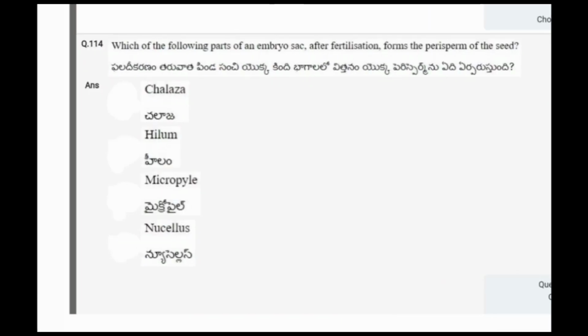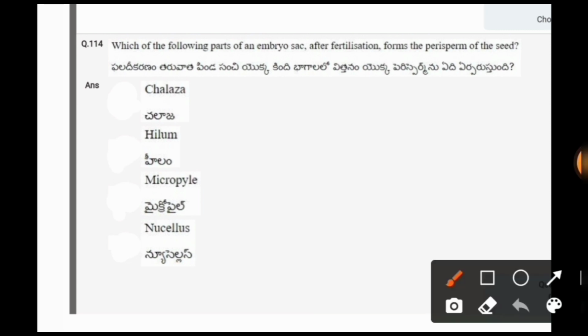Next question. Which of the following parts of an embryo sac after fertilization forms the perisperm of the seed? The options are chalaza, hilum, micropyle, nucellus. The correct option is nucellus. Nucellus is the correct option, which forms the perisperm of the seed.